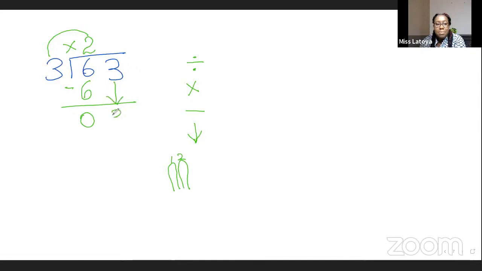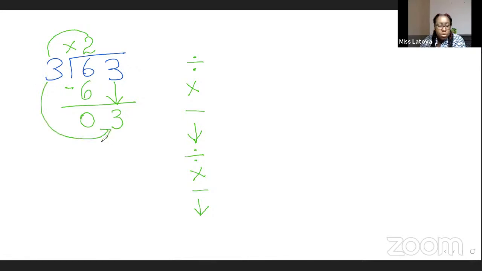My 3 comes here. After bringing down, what do I do? I continue. I am going to repeat the steps again: divide, multiply, subtract, and bring down. So I am going to divide. What do I say when I'm dividing? I'm using the word into. So I am going to say 3 into 3.